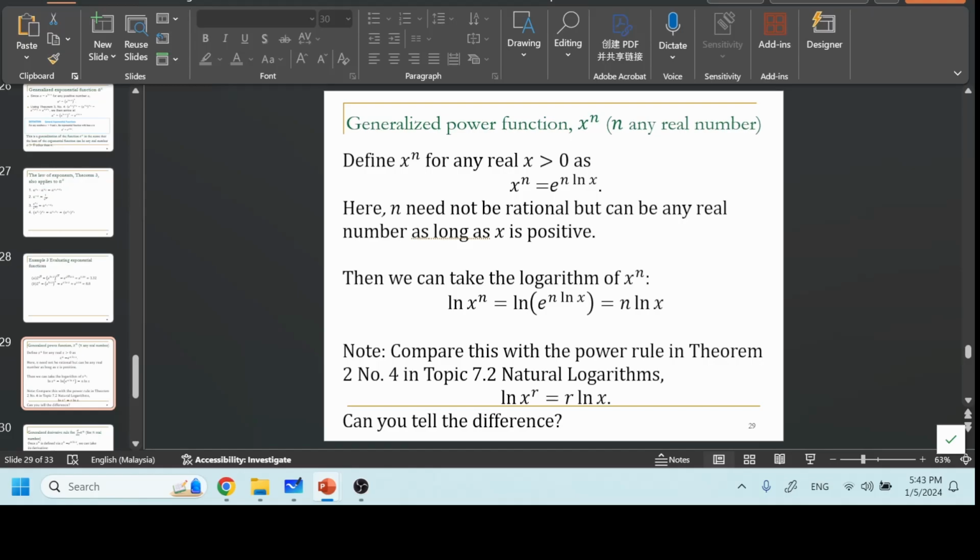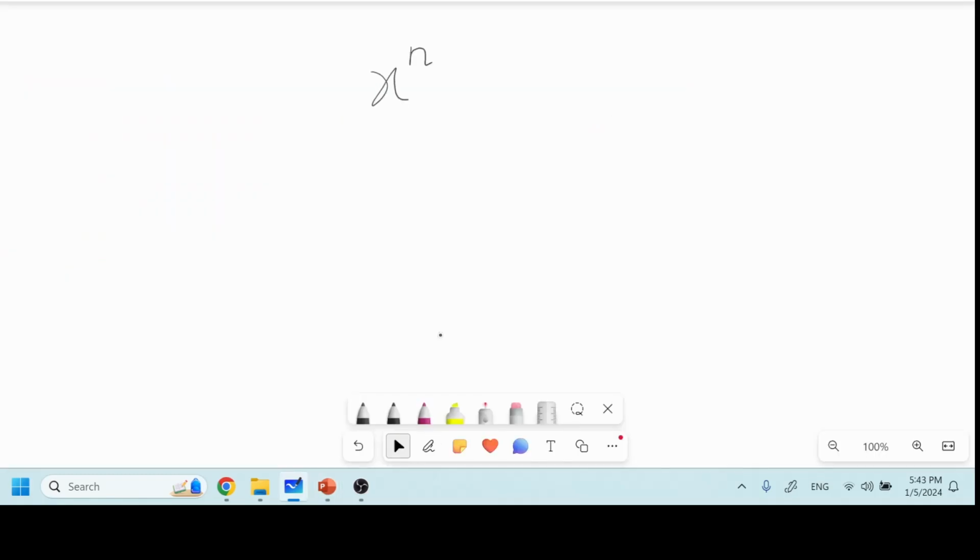In this video, we are going to discuss the generalized power function. The generalized power function is written in the form of x raised to the power of n, where x is defined to be any real number that is larger than 0, whereas n represents any real number.